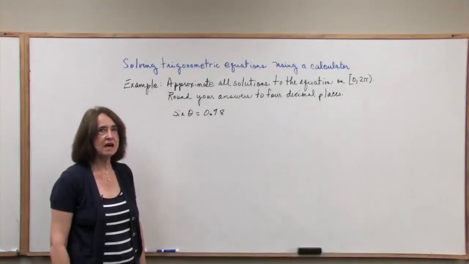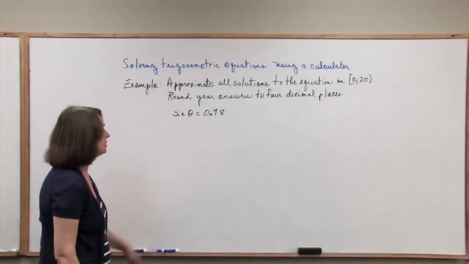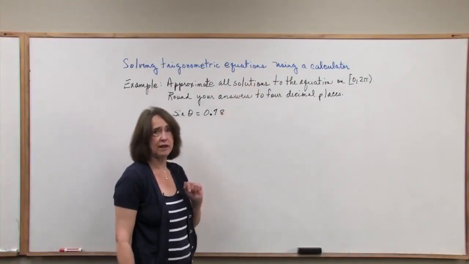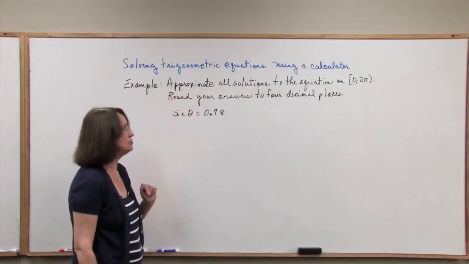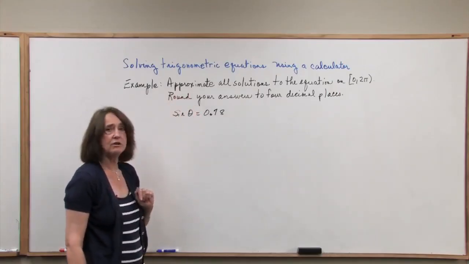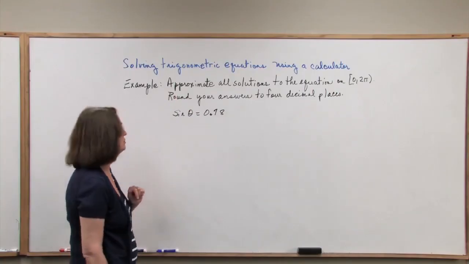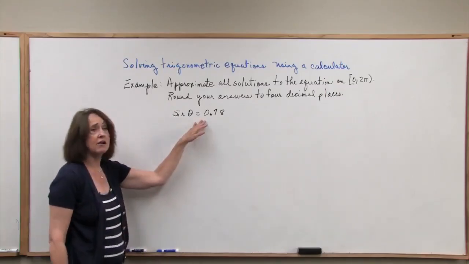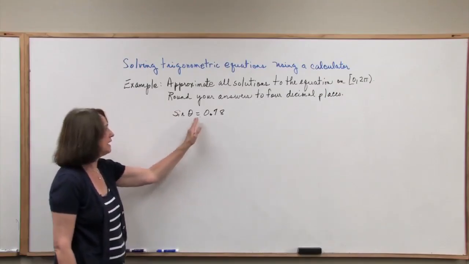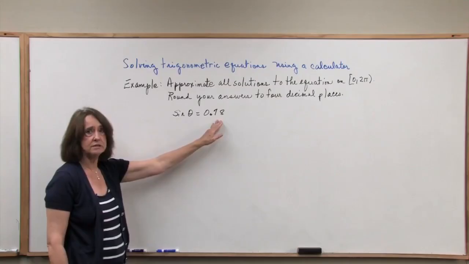Now we want to solve a trigonometric equation using a calculator. Our directions are approximate all solutions to the equation on the interval from 0 to 2 pi. And we're going to round our answers to 4 decimal places. Here is our example. Sine of theta is 78/100.